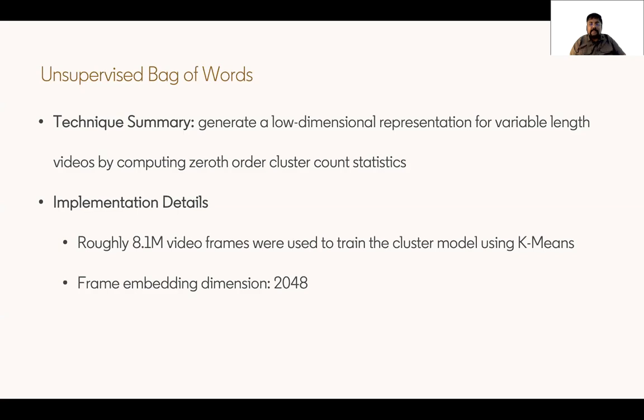To summarize this technique, this is a low dimensional representation that we create using 0th order cluster statistics. And in terms of implementation details, we use roughly 8 million video frames to train this cluster model using k-means. And the frame embedding dimension is 2048. And the number of clusters can vary. And we end up choosing numbers like 30 or 50, which empirically work well for us.